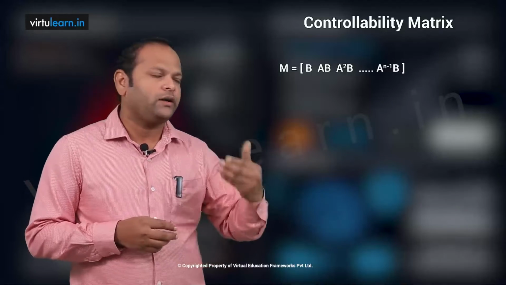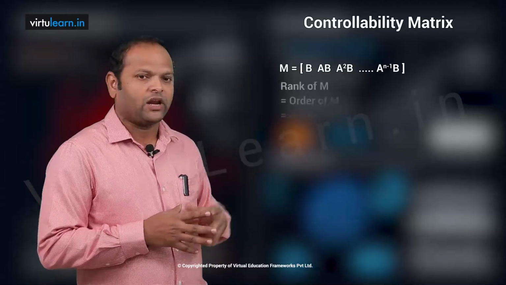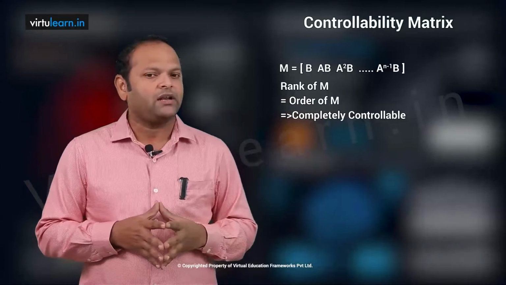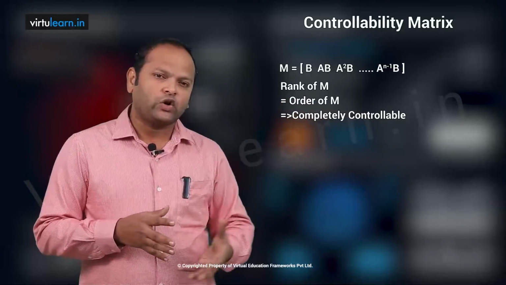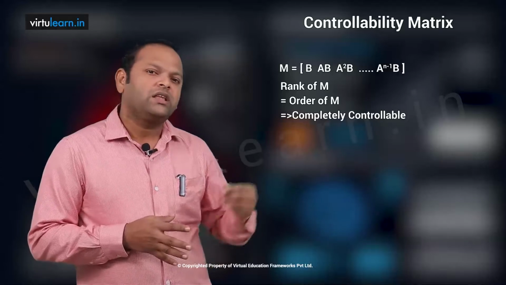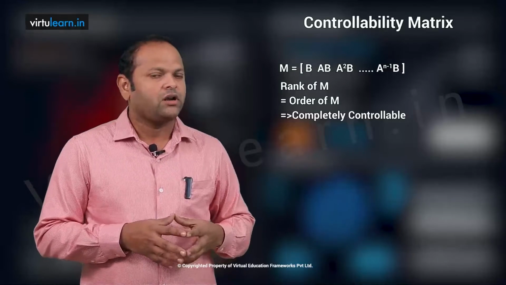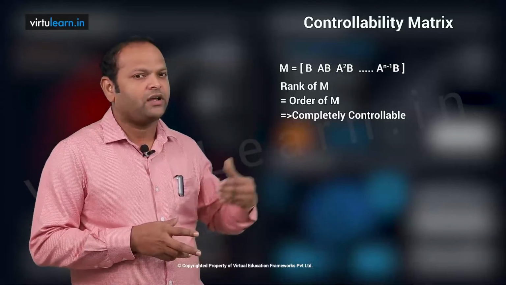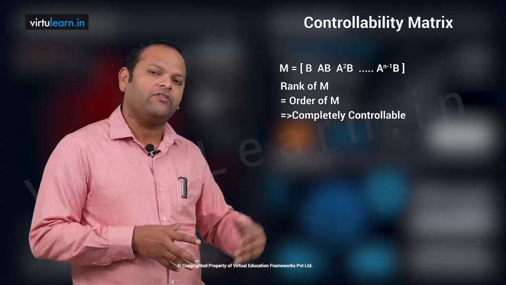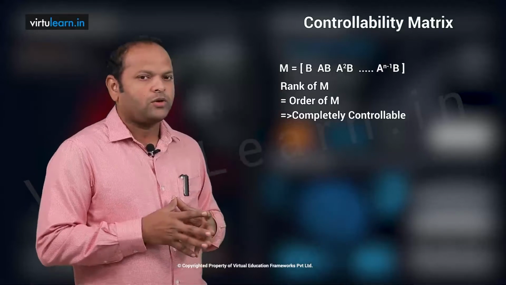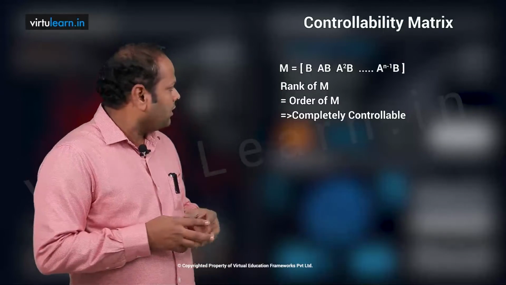Then I need to find the rank of this matrix. If the rank of this matrix is the order of the A matrix, then the system is completely controllable. When I say controllable, it means completely controllable only. Uncontrollable means there are one or more states which are not controllable, which cannot be transferred from the initial state to the final state for a given time with the available input. We can also check controllability by looking at the M matrix.